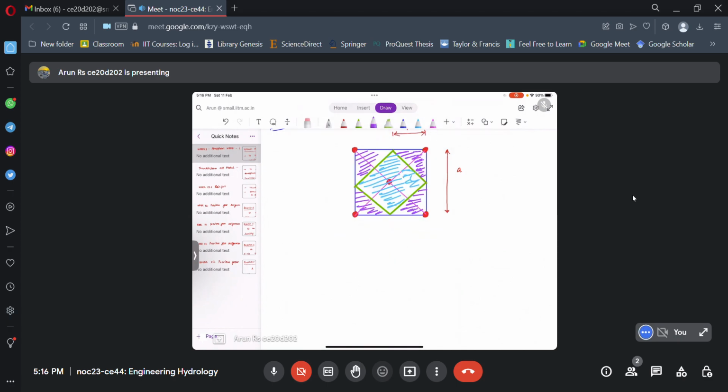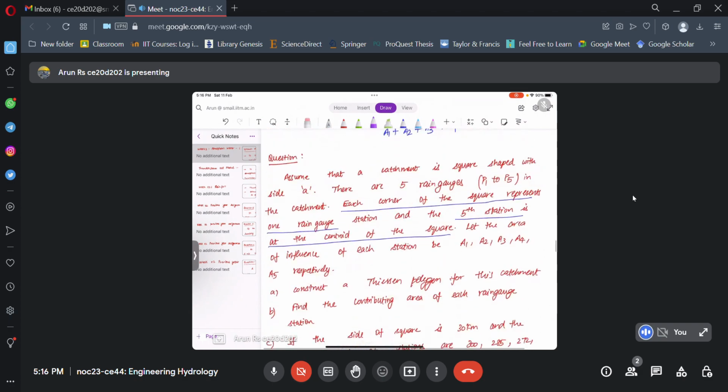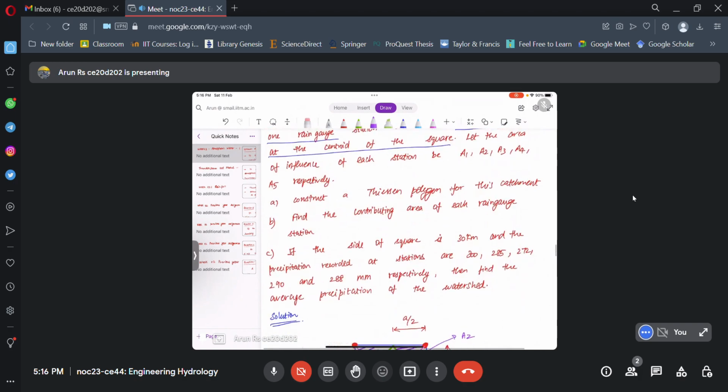Let's mark the areas. So this is A1, A2, A3, A4, A5. Okay, moving on to the question. So we have drawn the Thiessen polygon for this particular catchment.